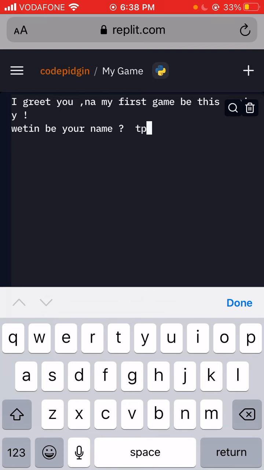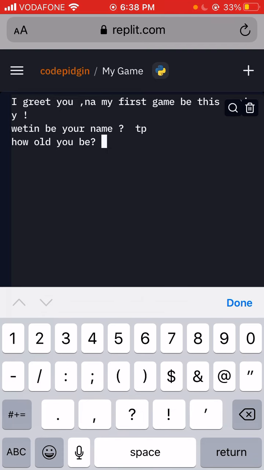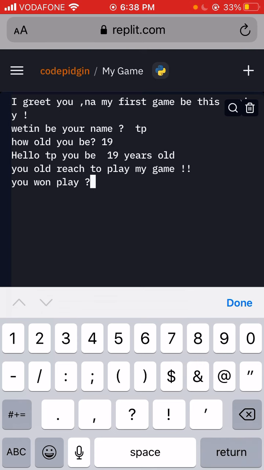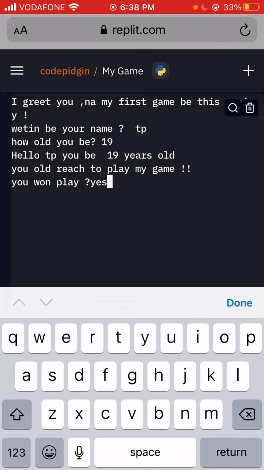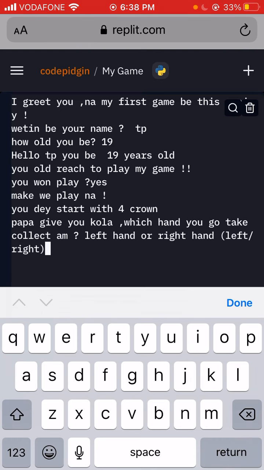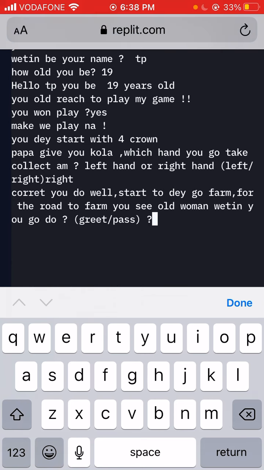For the long run. You won't play, yes. So at least if you make this thing longer, maybe make the game go with a whole lot of lines of code. Maybe different stories could happen with many points to even start with.